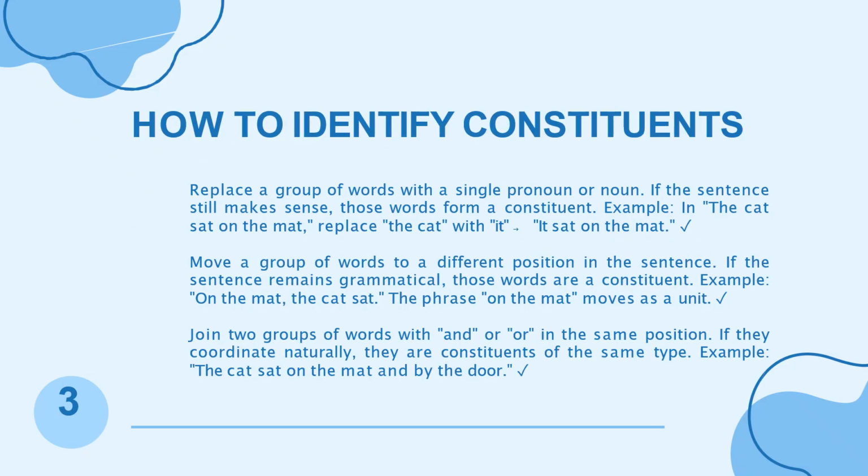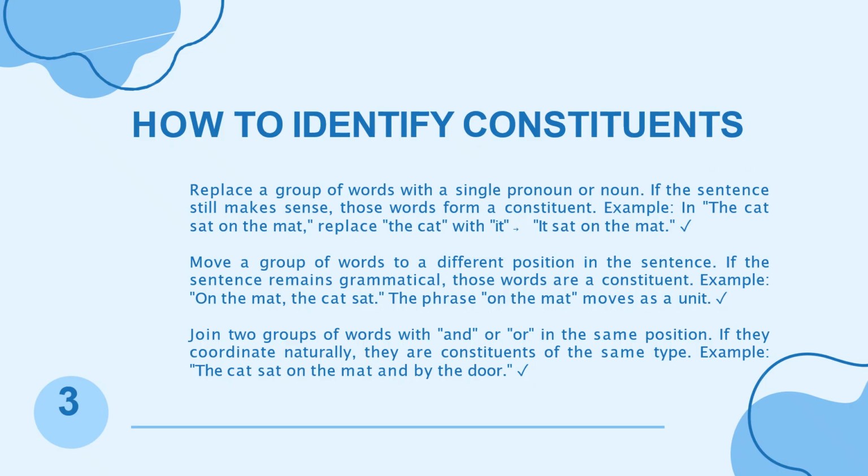How to identify a constituent? Now the question is, how do we know whether words form a constituent? There are three common tests. Number one is the substitution test. Replace a group of words with a pronoun or a shorter unit. For example, the cat sat on the mat. Replace the cat with it. The sentence becomes it sat on the mat. Since the meaning remains clear, the cat is a constituent.